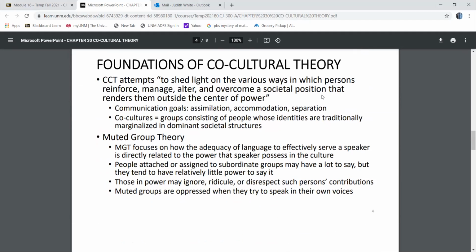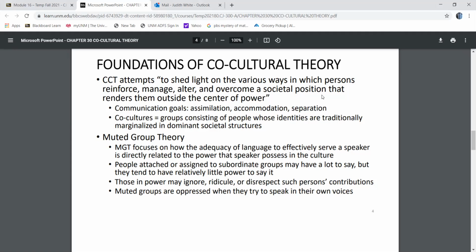So what are some of the foundations? Well, just to say it over again, it talks about ways in which individuals can reinforce, manage, alter, and overcome a societal position that puts them outside the center of power. And it also introduces the idea of communication goals: assimilation into the dominant culture, accommodation of the dominant culture, or separation from the dominant culture. And it defines co-cultures as groups of people whose identities are marginalized in the dominant structure.